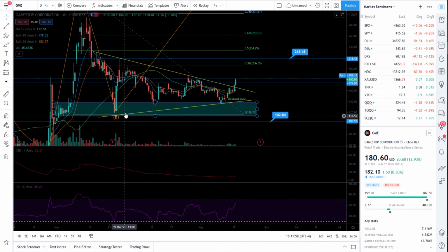This correction has been characterized by short-lived moves to the upside, a touch of the upper trend line, and a move back down toward the lower one. These types of patterns lead us to a point of convergence where we see a breakout to either the upside or the downside. And it looks as though we are now seeing price break out to the upside.